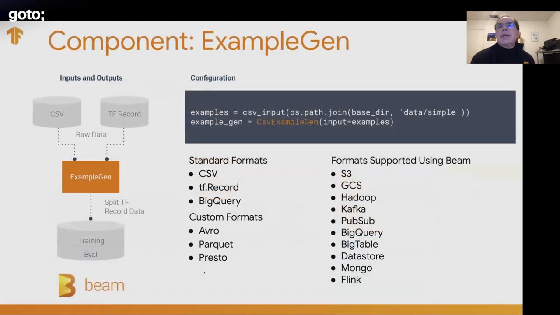So we start with ingesting our data, right? That's what we always start with. And for TFX, we use a component called ExampleGen to ingest our data. And it actually uses Apache Beam to split that data, and it's going to ingest different data formats as well. So there's a fairly long list of different formats that are available here. And you can see the configuration is very simple. This is for CSV. It would be different for different data formats or sources of data.